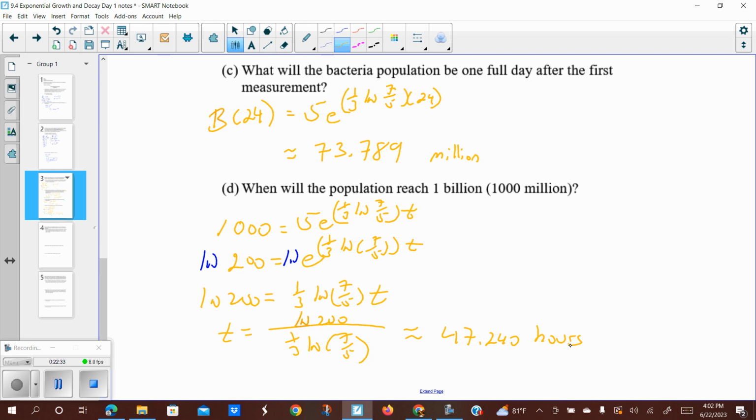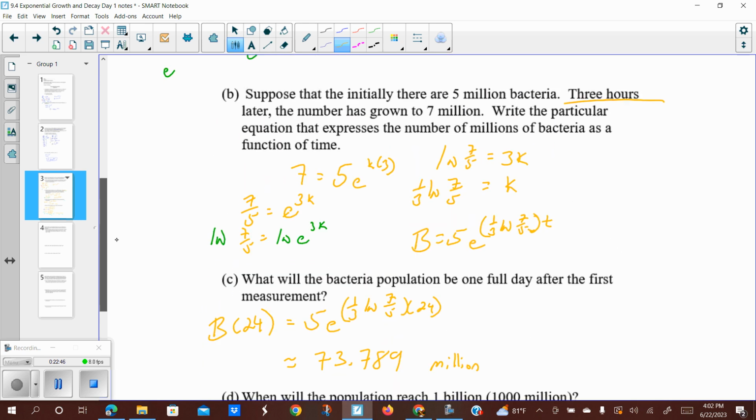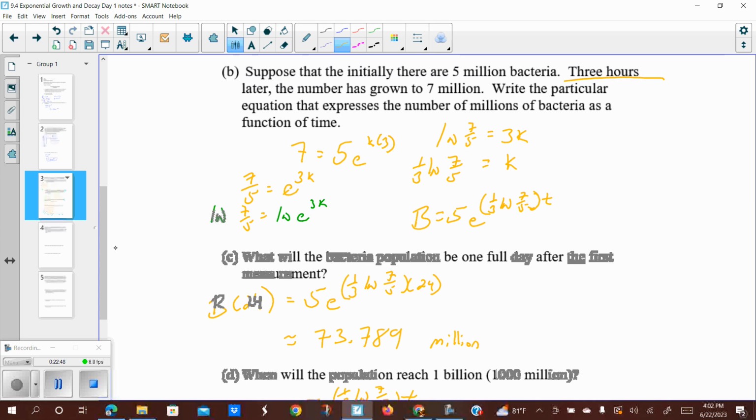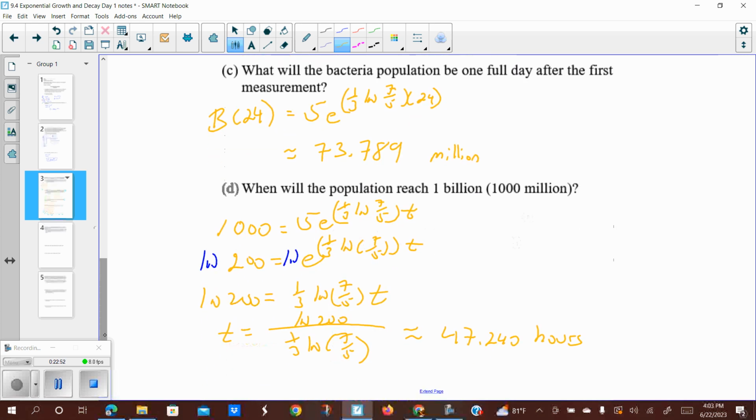We'll come back with a second video for this part because this section is running long. But just a little food for thought here. If this is really how bacteria grows, just think about what happened there. You started off with, what did we start off with? 5 million bacteria. By the end of, basically, 2 days, 47 hours, almost 2 days, we are now up to 1 billion or 1,000 million bacteria.